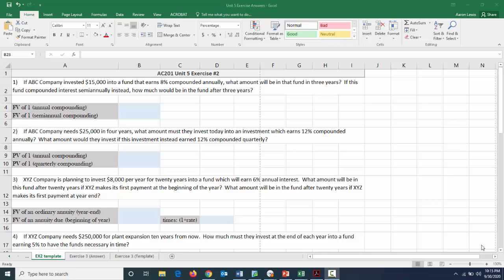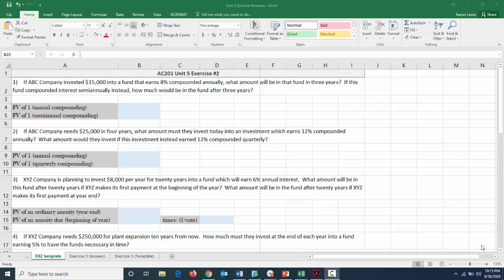What do I mean by compounding? Well, if it compounds annually, we get interest every 12 months. If it compounds semi-annually, semi means half, which means we get interest every 6 months. And that interest sits into our investment, and we earn interest on top of interest, which is compound interest. That's why they call it compounding.